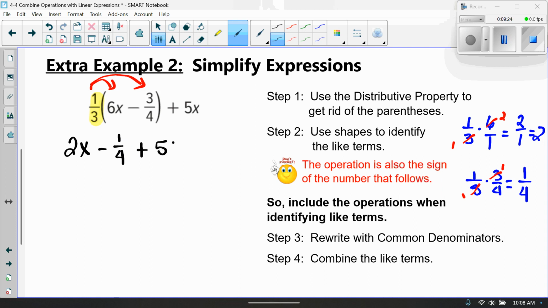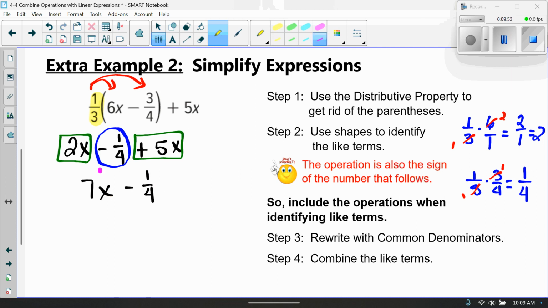plus 5x. So now we want to use our shapes to identify our like terms. So here are my variable terms, and there's my constant. So 2x plus 5x is 7x, and then we're just going to bring down minus 1/4. And that is your final answer.